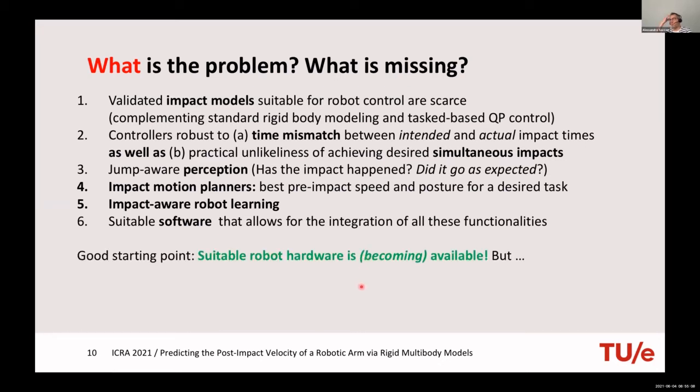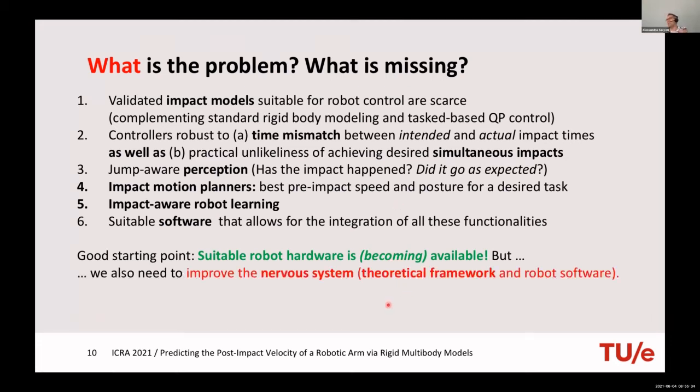So the good starting point is that suitable robot hardware is becoming available. It's still too fragile sometimes. Maybe a little bit too stiff. There should be work in trying to make it more compliant and with less vibration. But there has definitely been an increased amount of research, and there are more and more robots available in the last decade that are suitable for this kind of task. But at the same time, we also need to improve, if you like, the nervous system: a theoretical framework, and then the implementation and software of these kinds of ideas.